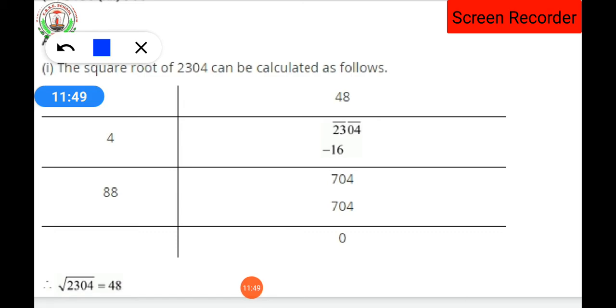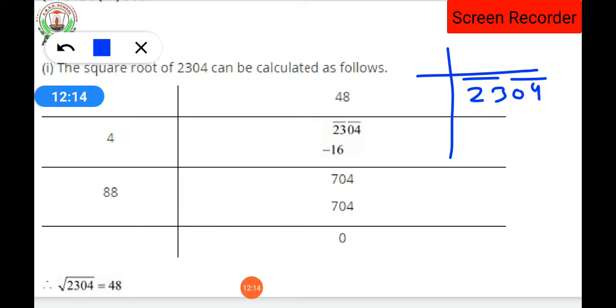So dear students, in a long division method, directly write the number inside the two lines, that is 2304, and start making pairs from the right hand side. So two digits will be paired. Now what number should be multiplied so that we get 23, or less than 23? Either 23 should be obtained or something smaller than 23.